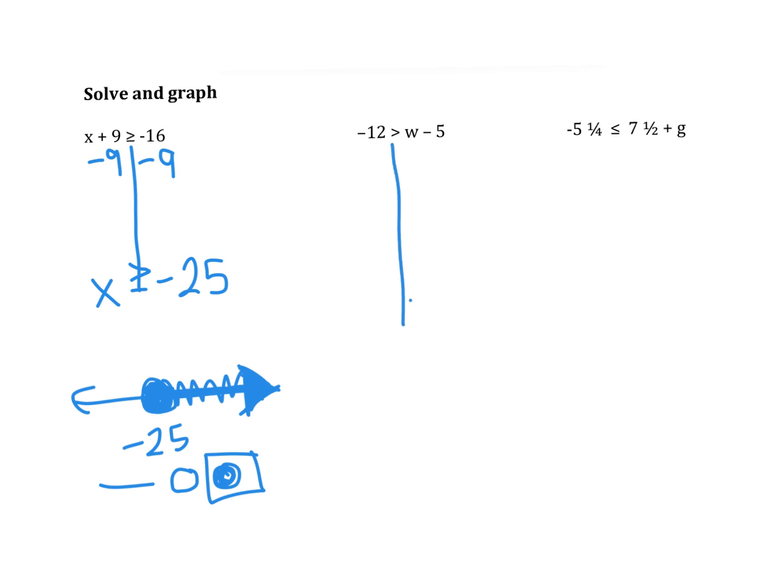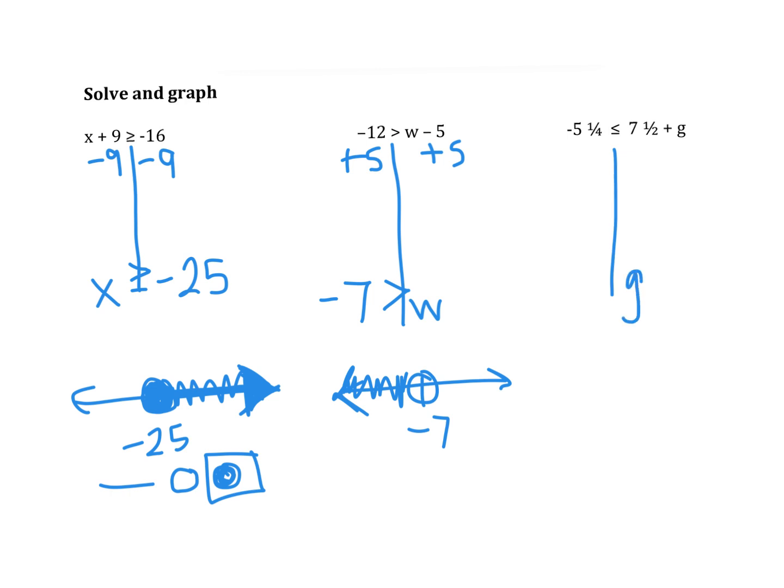Okay, so for this one, I want the w by itself. My step that I need to take is to add 5 to both sides. I'll get -7. The symbol just stays exactly the way it is. And then this time I would pick an open circle. The mouth is not eating the variable. It's really telling us w is smaller than -7. So I'd shade to the left. In this problem, to get g by itself, I'd subtract 7.5 from both sides.